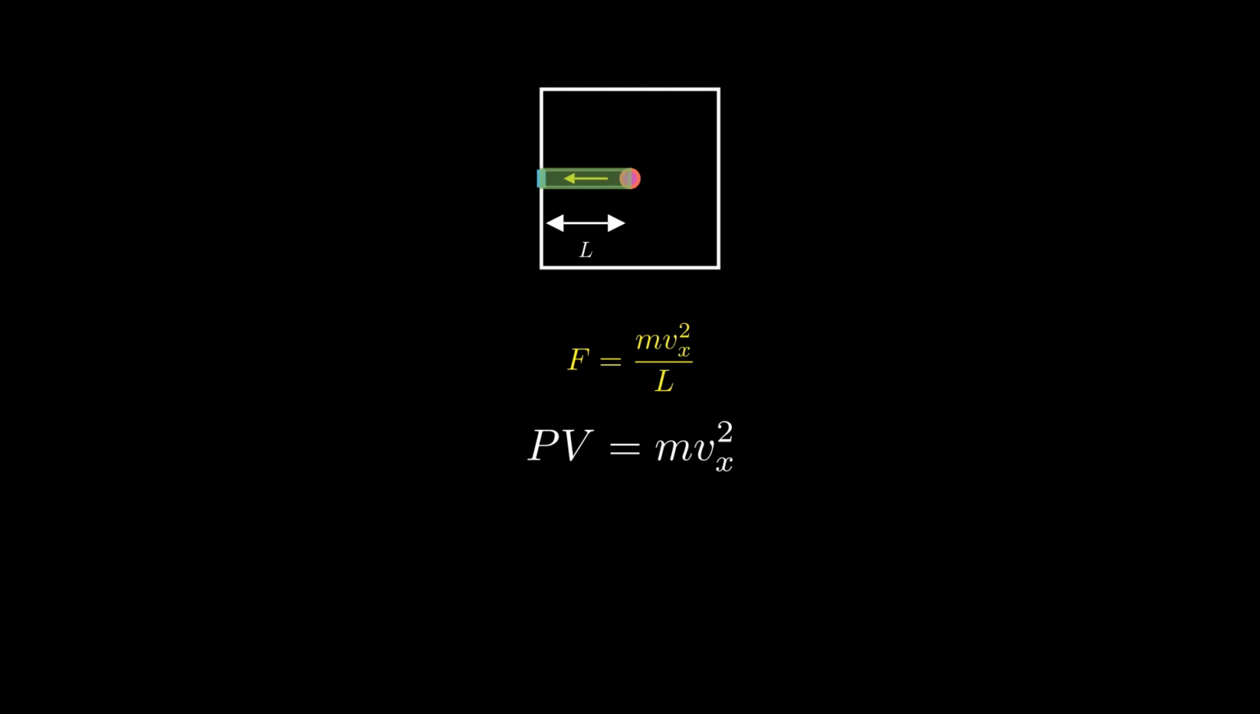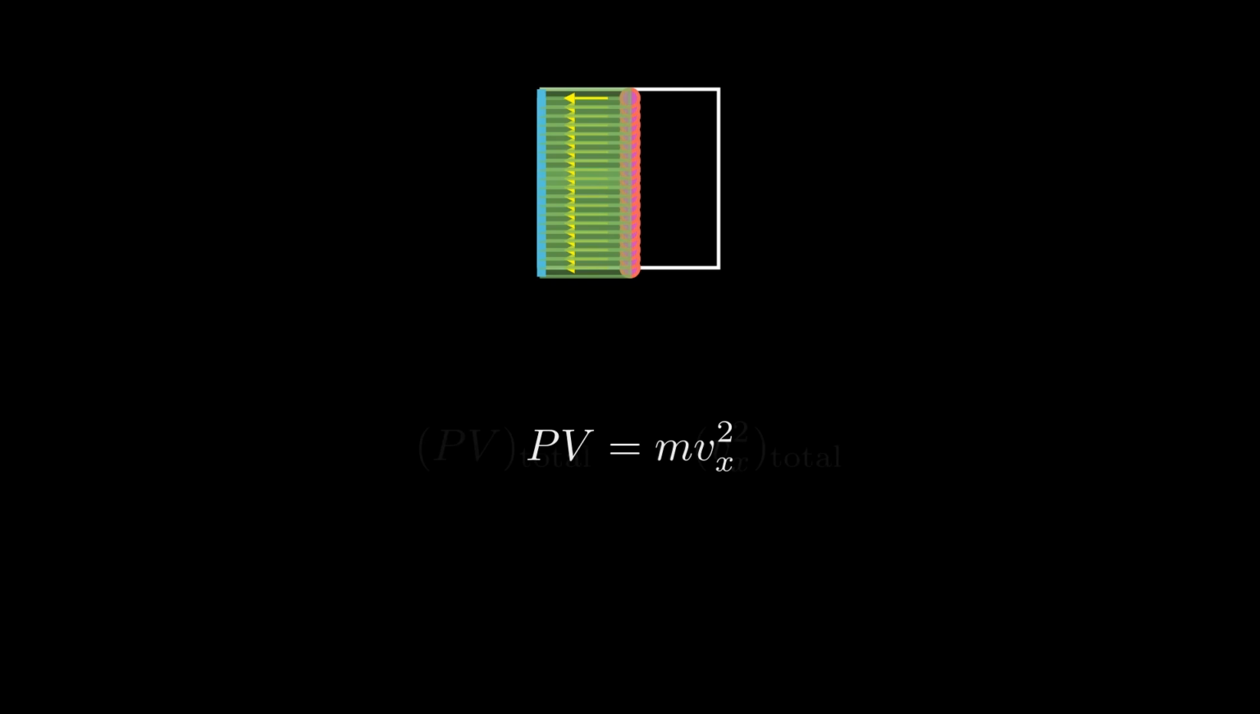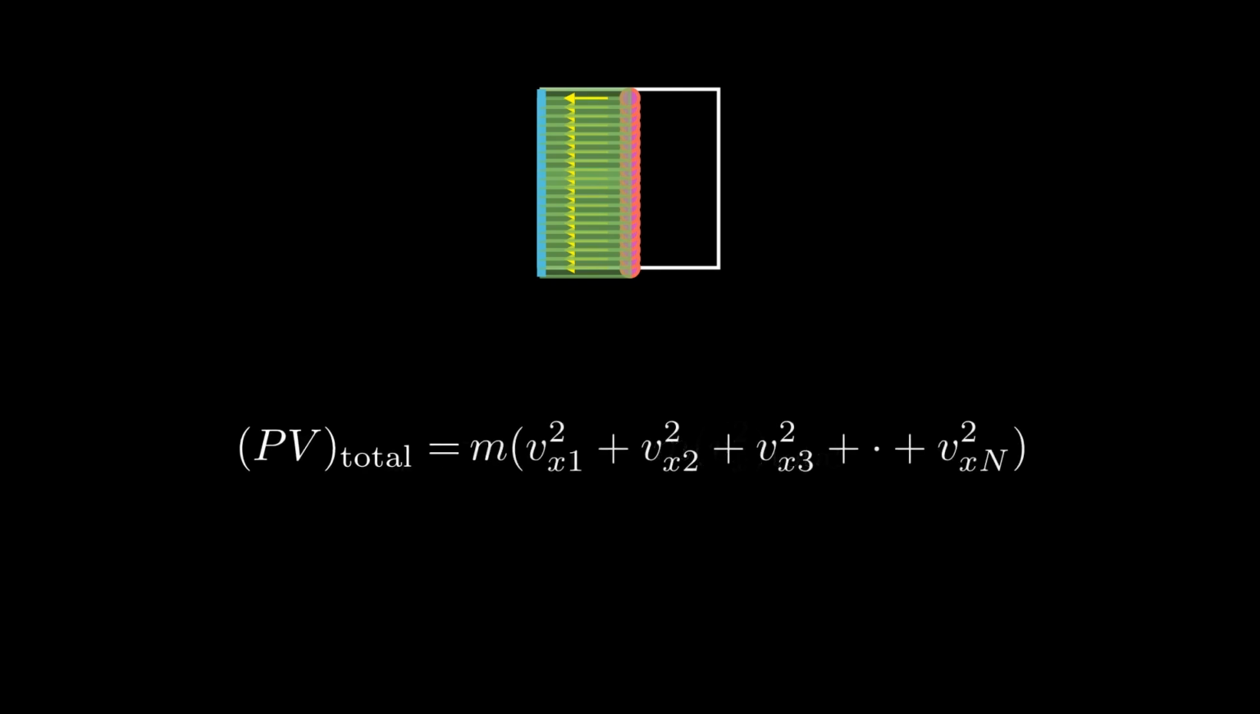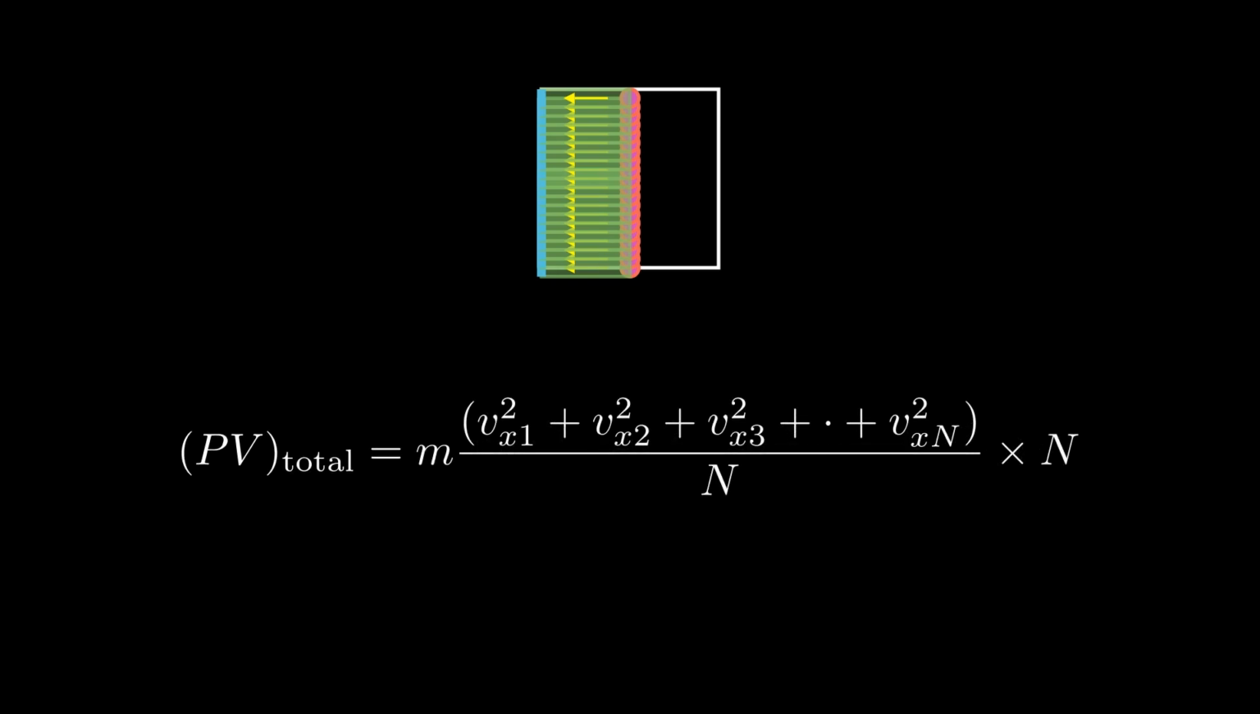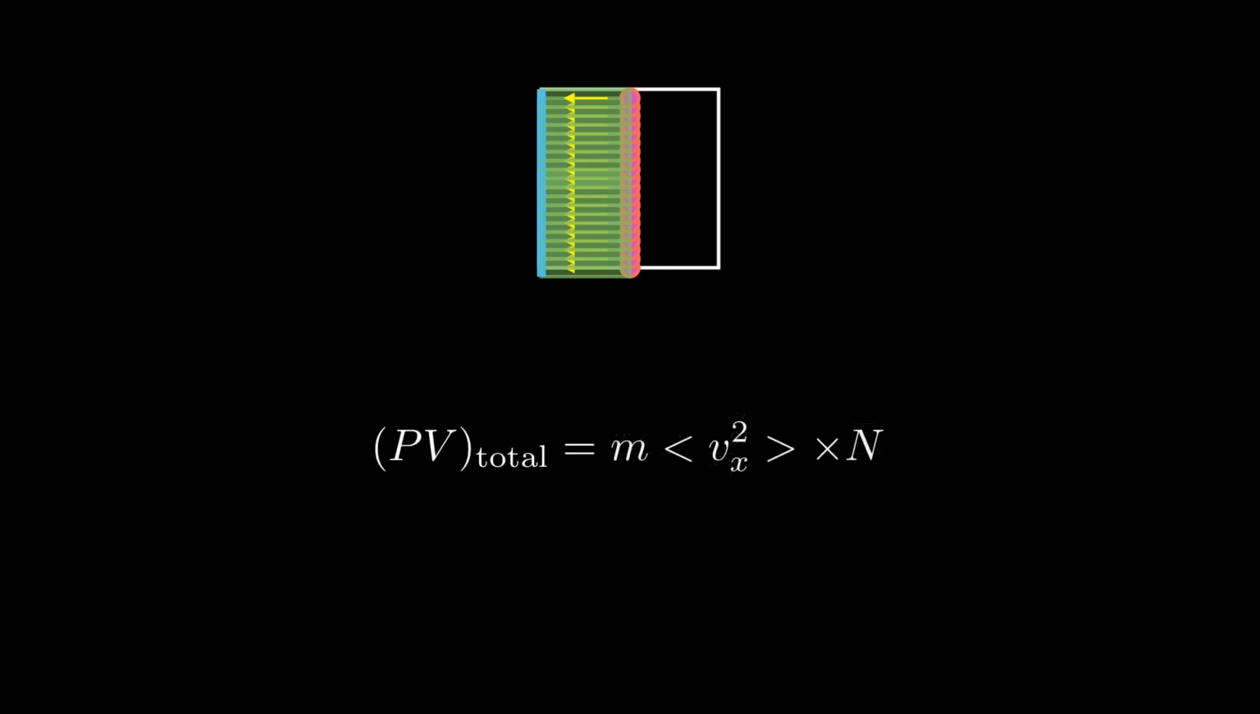In an ideal situation, we will have many gas particles, so the total pressure will be the sum of all the pressures, as illustrated here. We can actually do a mathematical trick here, which is to multiply the right-hand side by N over N, where N is the total number of gas molecules in the container, to get the equation PV total equals m times N times the average squared velocity of the gas particles in the x direction.